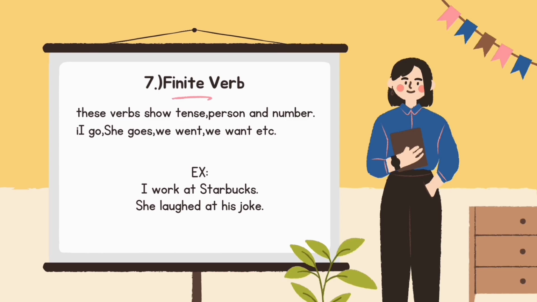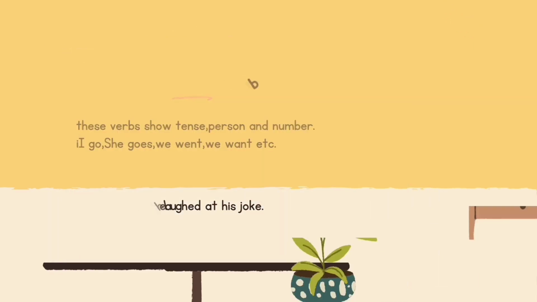Finite verb. This verb shows tense, person, and number, so the sentence can include I go, she goes, we went, and so on. For example, I work at Starbucks and she laughed at his joke. With finite verbs, it's important that the verb agrees with the tense, person, and number within the sentence.